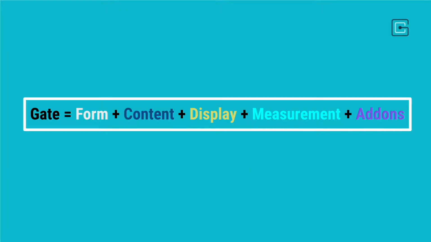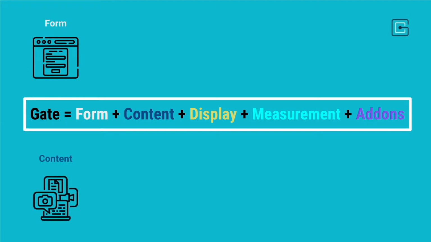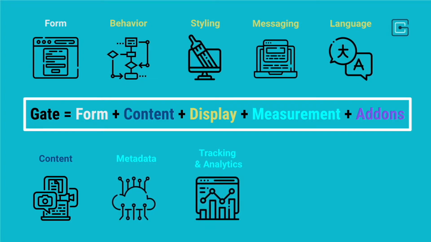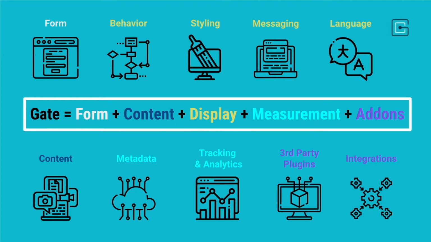A gate is a form that's made up from the following components: the content being delivered, how the form is displayed, measurements including metadata, tracking and analytics, and any third-party plugins or integrations with other MarTech. We'll look at each of these in detail later on.